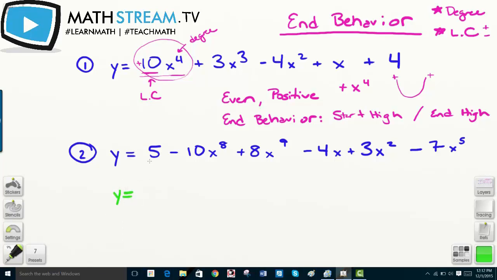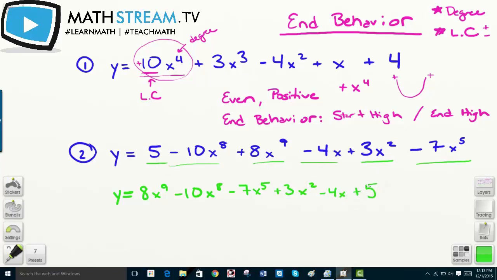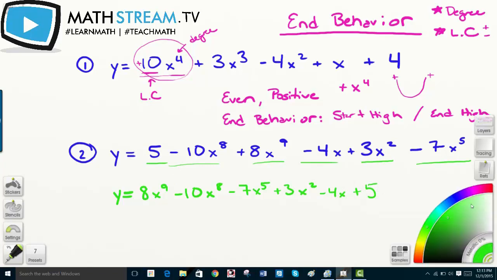We find the highest power first, which appears to be the 9th. So we'll write the whole term, 8x to the 9th. Next one will be minus 10x to the 8th. Next one will be minus 7x to the 5th. Then plus 3x squared. Minus 4x, minus 4x, plus 5. That's our constant term. I have all the same terms. I've used them all, but I just rewrote them into descending order.